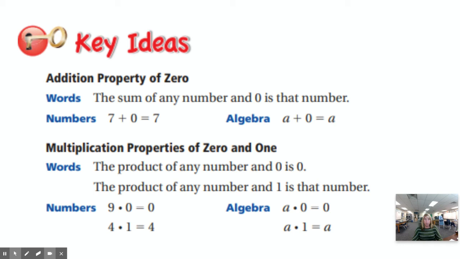The multiplication property of 0 tells us the product of any number and 0 is 0. For example, 9 times 0 is equal to 0. And the multiplication property of 1 tells us the product of any number and 1 is that number. For example, 4 times 1 is equal to 4.